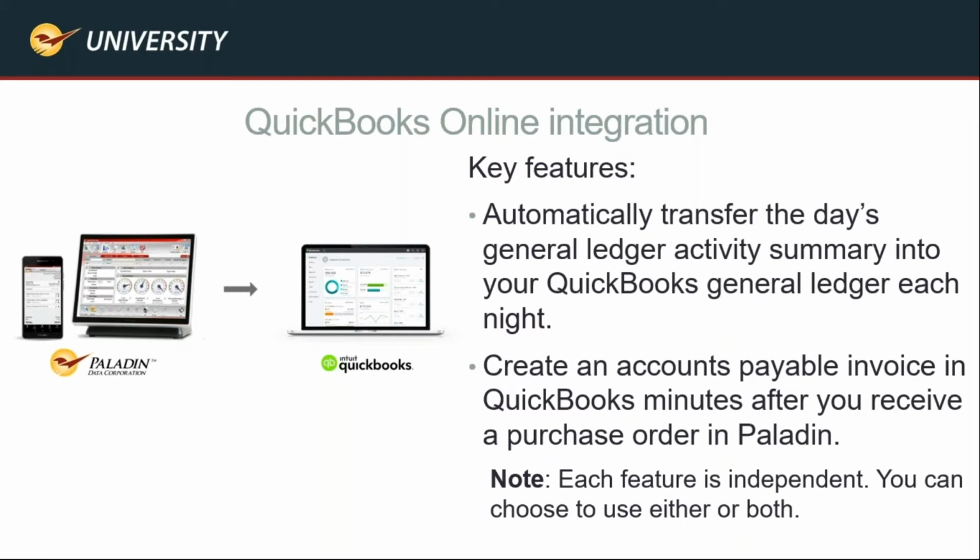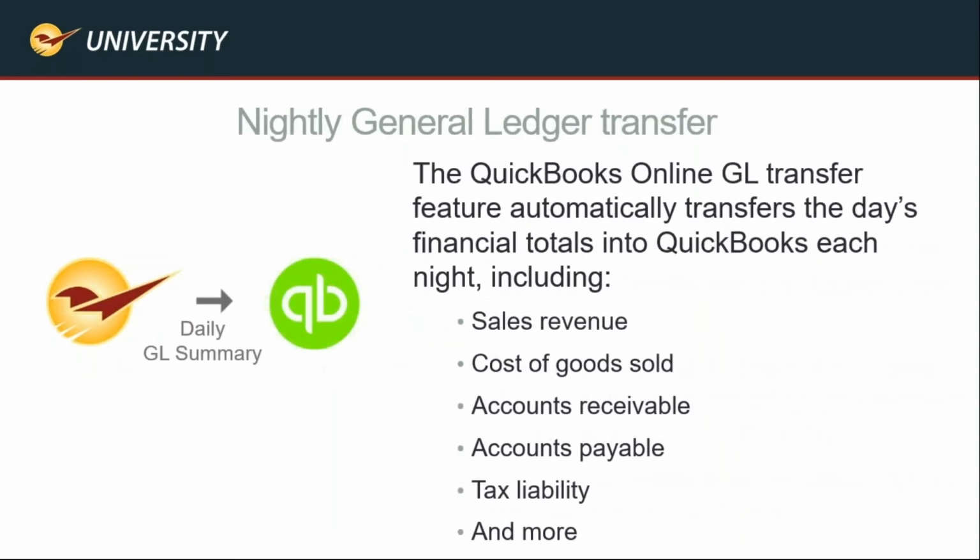Now we're talking about the general ledger. What is covered in the nightly general ledger transfer? Well, it automatically transfers the financial totals into QuickBooks each day, including your sales revenue, cost of goods sold, your accounts receivable, your accounts payable, your tax liability, and a few other fields that we move over. This is a roll-up of your general ledger. We're not sending over super detailed information, but we are sending it all over to QuickBooks. It's just a roll-up of your general ledger.